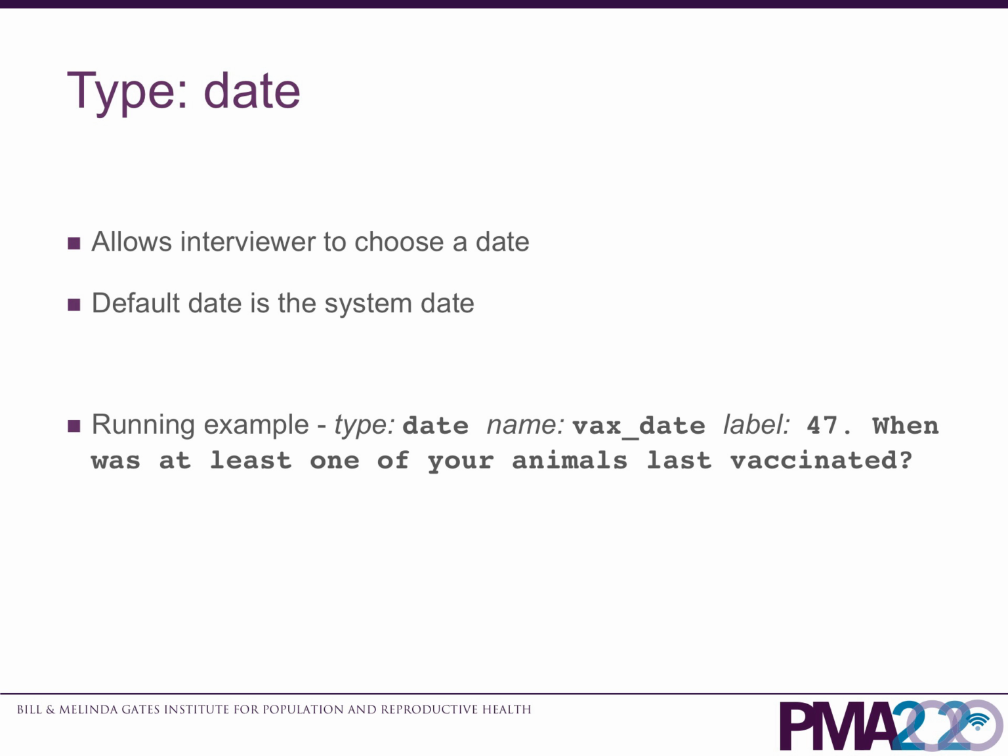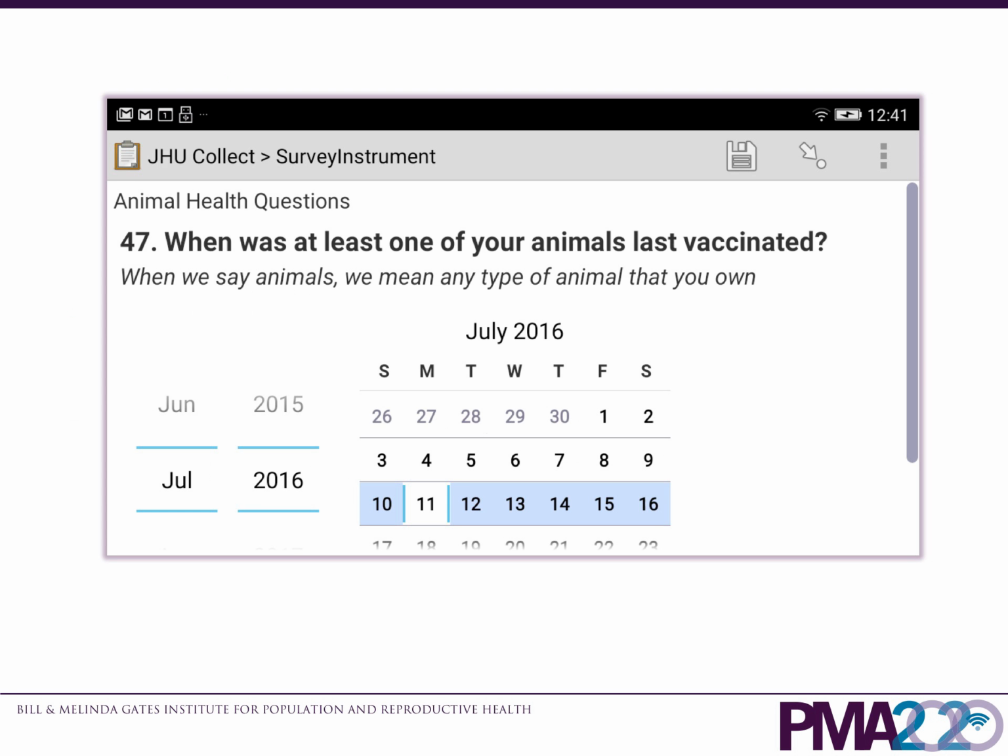In our running example, please add on the Survey tab, on the next free row, a date question with type date, name vax_date, and the label that you see on the slide. If you do that, the result is what you see here.